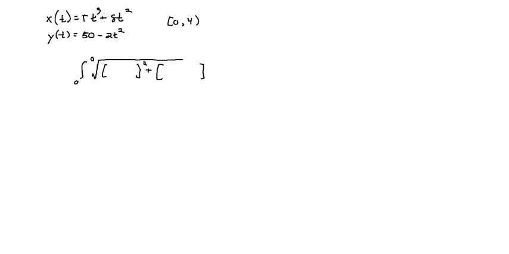Oh, I put 0 to 0, didn't I? Oops. 0 to 4. Alright, so inside of our integral now, we have to take the derivative of both of these. So we have a 5t cubed is going to become 15t squared plus 16t. And in our other term, we have negative 4t.